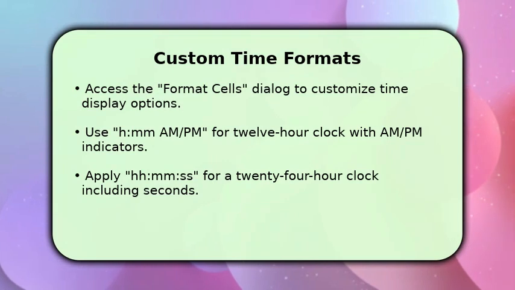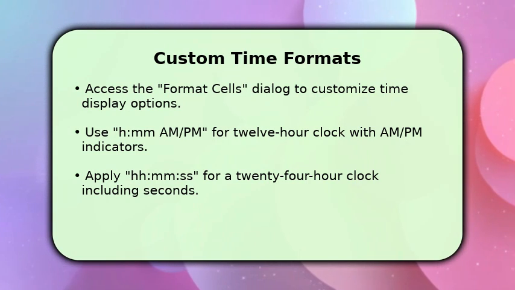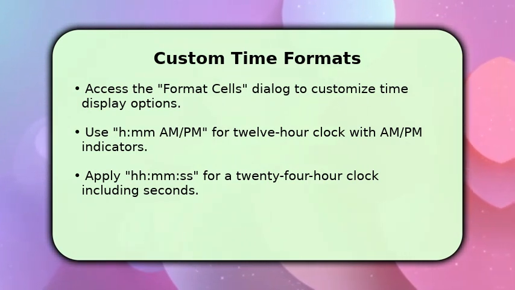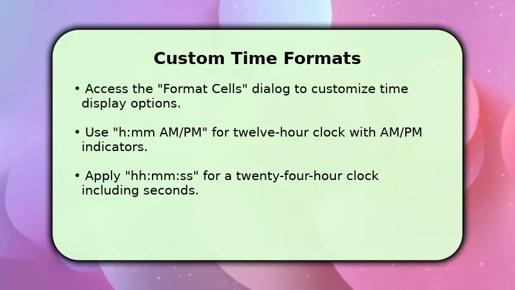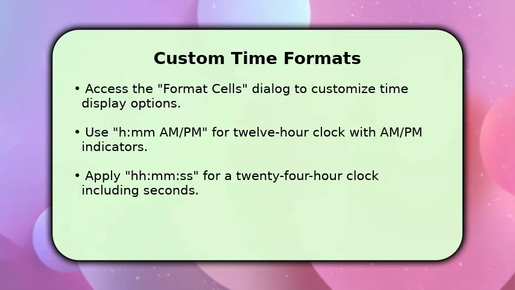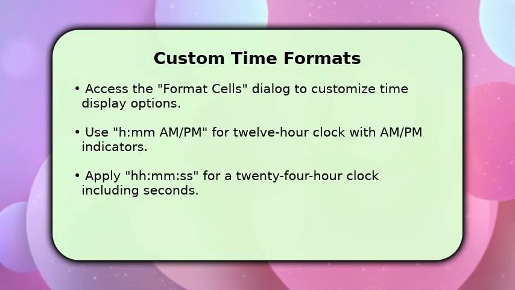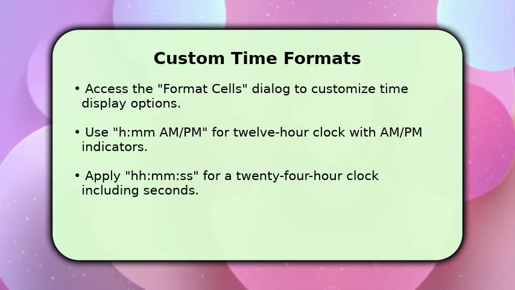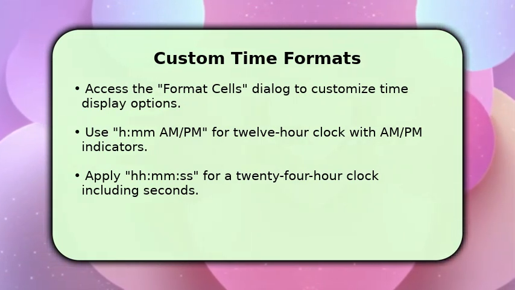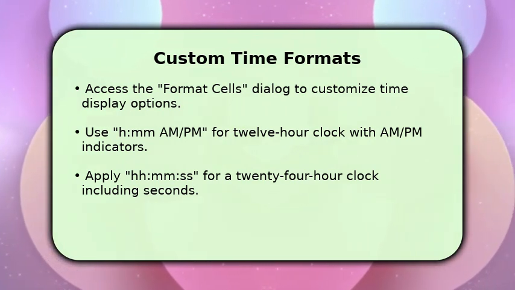Excel offers extensive options for formatting how time appears in your spreadsheets. To customize, right-click a cell and select Format Cells, then navigate to the Number tab and choose Time or Custom. You can select from various built-in formats such as 1:30 p.m. or 13:30. For more control, use custom formats like h:mm AM/PM for 12-hour clock, or HH:MM:SS to display hours, minutes, and seconds in a 24-hour format. This flexibility ensures your time data is presented exactly as needed.